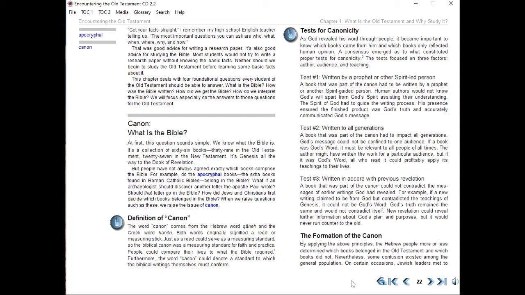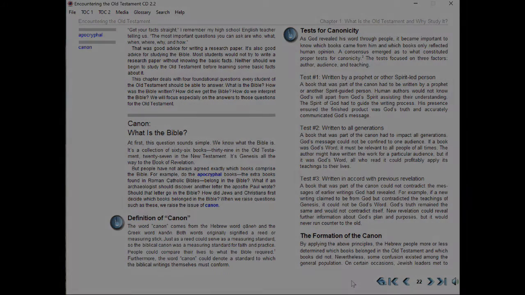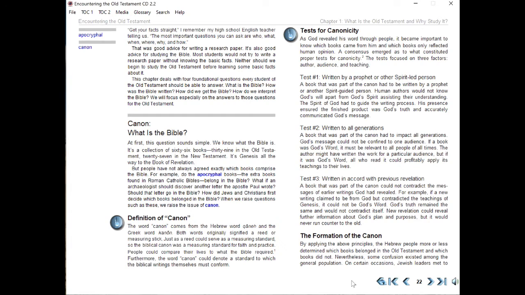Get your facts straight. I remember my high school English teacher telling us, the most important questions you can ask are who, what, when, where, why, and how. That was good advice for writing a research paper. It is also good advice for studying the Bible. Most students would not try to write a research paper without knowing the basic facts. Neither should we begin to study the Old Testament before learning some basic facts about it.